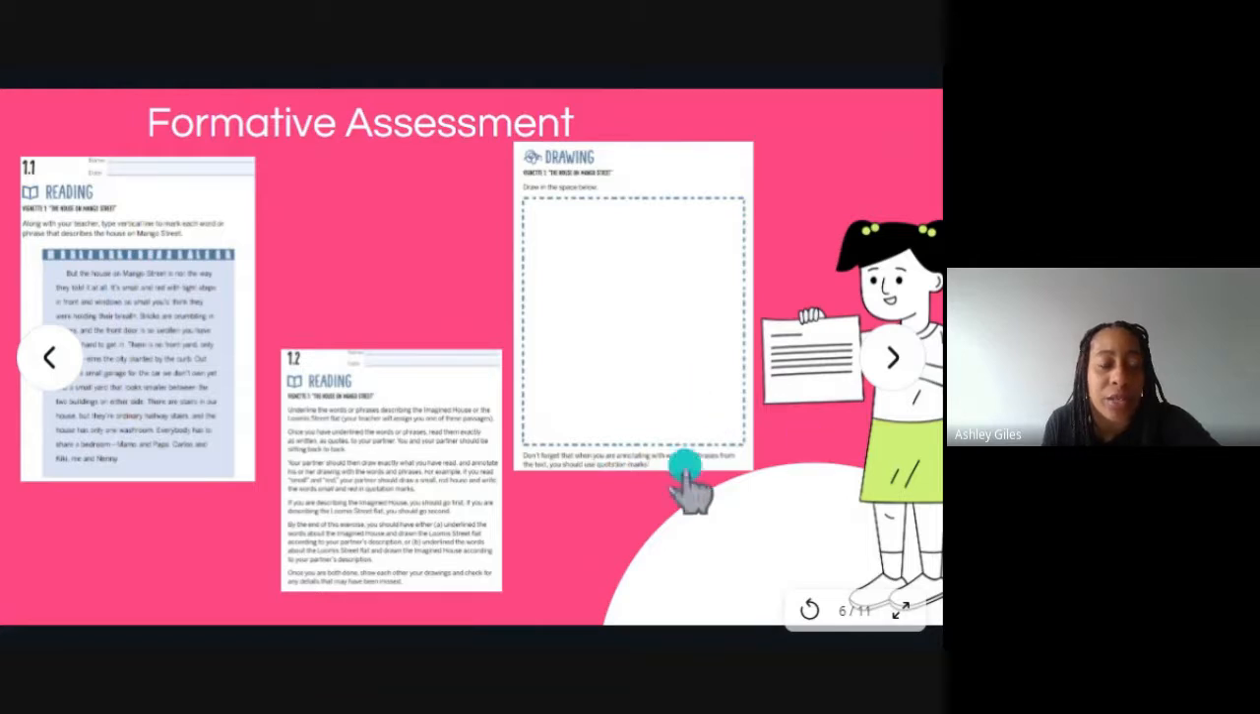This middle one, 1.2, the two houses, the Loomis house, the imagined house. So they're going to read their specific portion. And 1.1 is the house on Mango Street, which the teacher did as an I do. That takes us to writing.